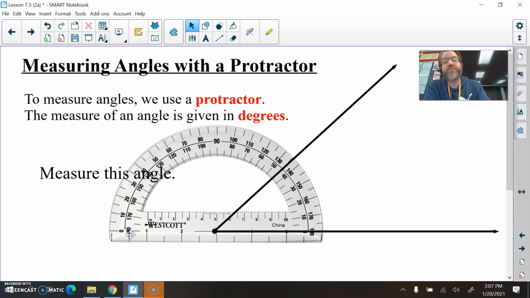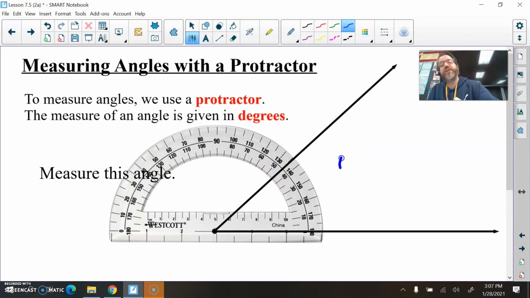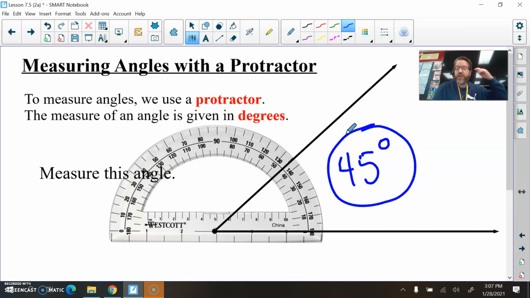Okay, so if I go over here to my scale, I see 0 and I see 180. Which number do you think would be the number I want to use when I'm starting my measurement? Do you think I should probably start with 0? So I'm going to look at this inside scale, and I have 10 degrees, 20 degrees, 30 degrees, 40 degrees. A little bit more. Here's 50 degrees. This side looks like it's passing halfway between 40 and 50 degrees. And it is. So this angle actually measures 45 degrees. That's how we measure angles.